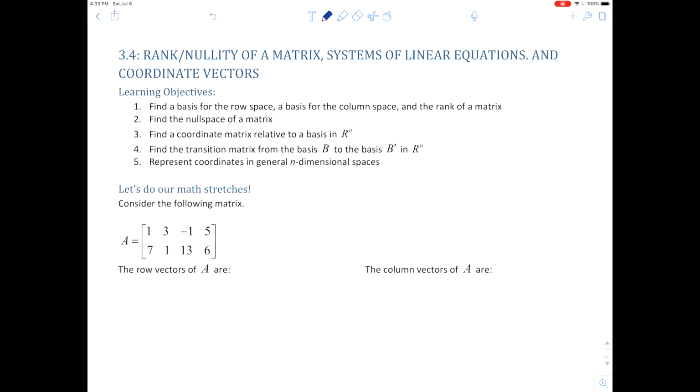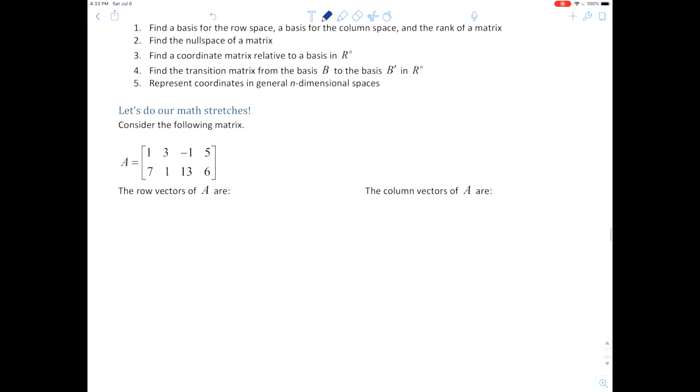Hey there, it's Shannon Matchick-Myers, and today we'll be looking at the rank and nullity of a matrix, systems of linear equations, yet again, and coordinate vectors. So let's get started by doing a few math stretches.